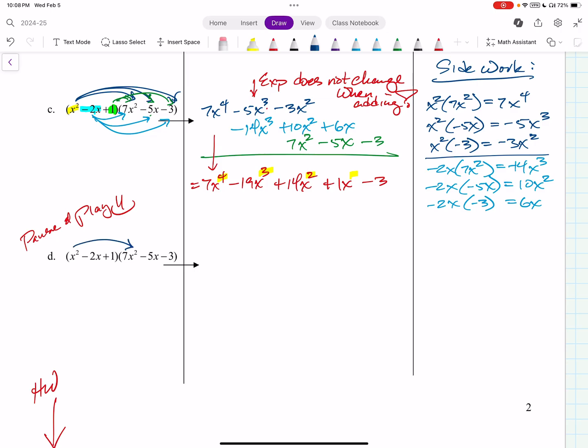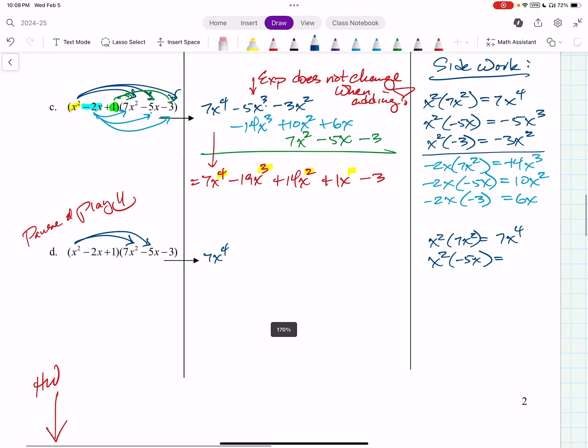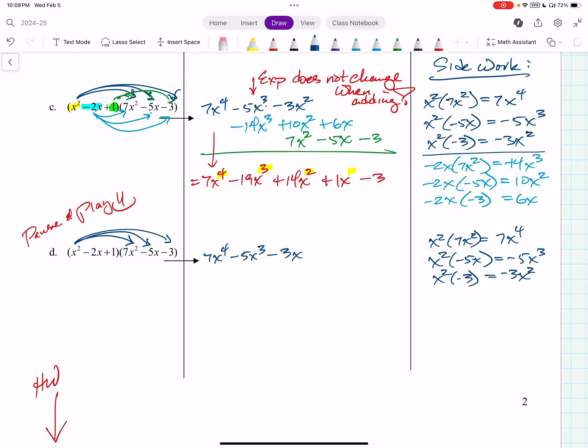So x squared times 7x squared is 7x to the fourth, because you're adding exponents. X squared times a negative 5x. You don't have to write this out on the side. I'm just showing my thinking because that's what teachers do. All right, and you get negative 5x to the third, or negative 5x cubed. And then you got to take x squared and multiply it through 3 times. So x squared times negative 3, well, that's negative 3x squared. That's the easiest part. Okay, switch colors.